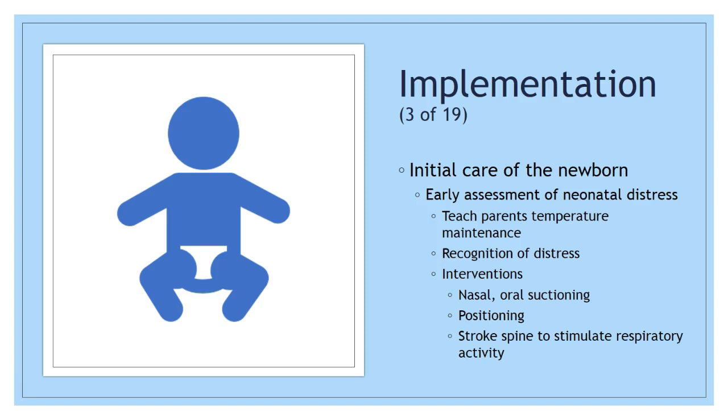So some interventions we can use are nasal and oral suctioning. Parents need to know how to use that bulb syringe. Positioning of the baby, so back to sleep, or if they're spitting up, we might need to lie them on their side with close supervision. You would never put a newborn on their side and leave the room or not be there at their bedside. Stroking their spine to help stimulate respiratory activity is also a good technique for you to teach parents.